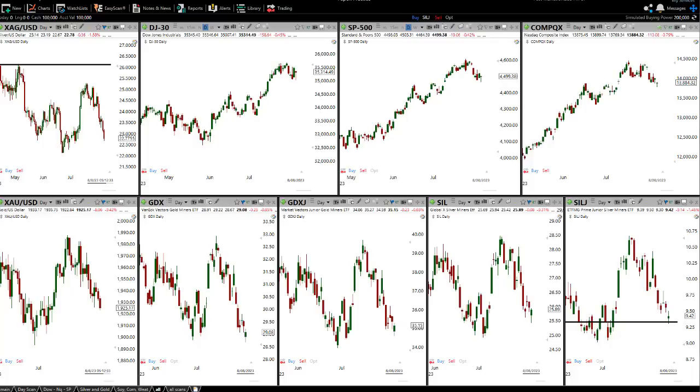I'm going to share with you the exact setup I use, and the exact pattern I use, and the entries and the exits and all that sort of stuff as well too. So there's a lot of things that I want to cover in today's session. So let's get straight into it.